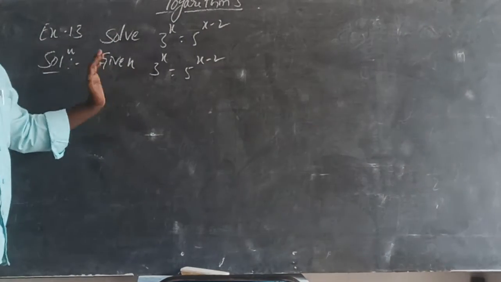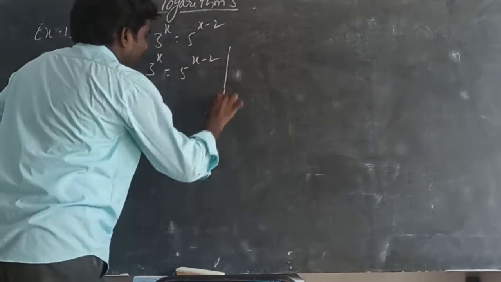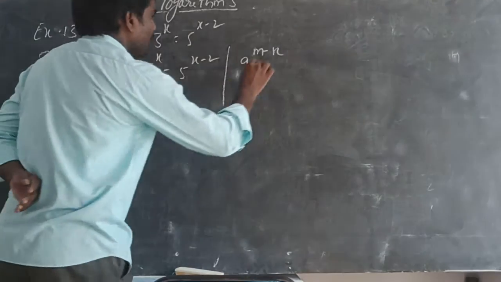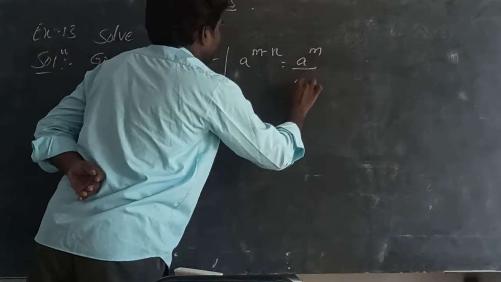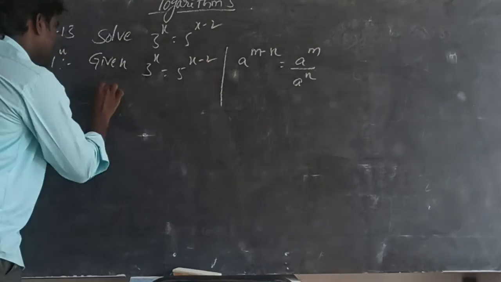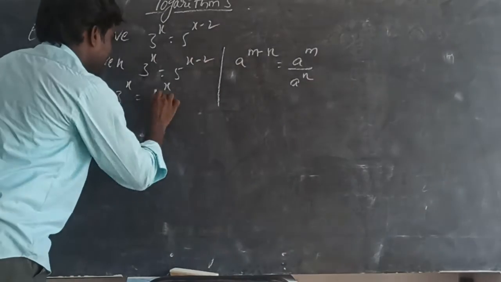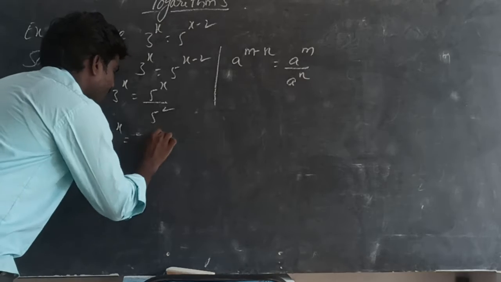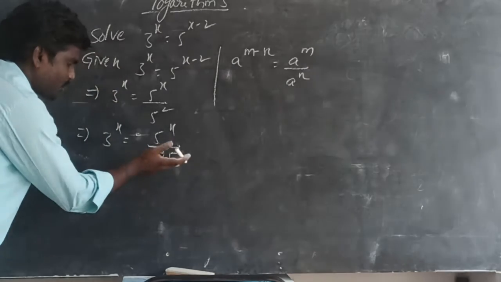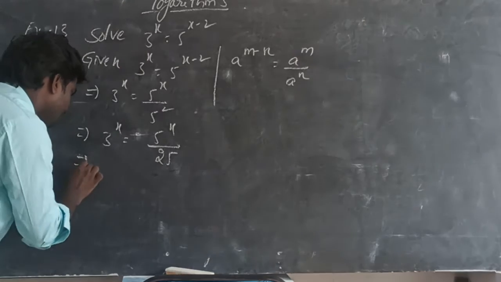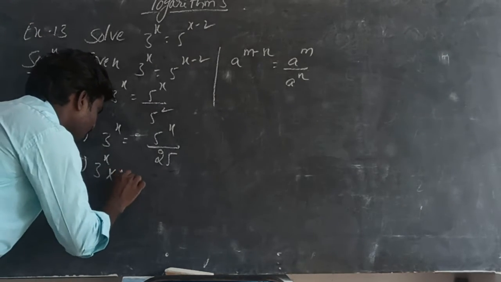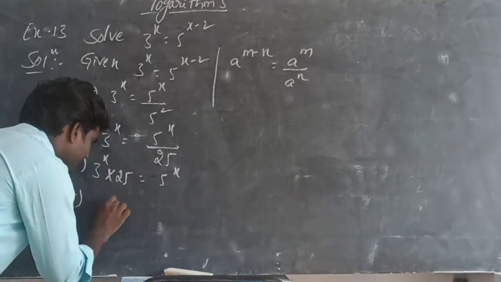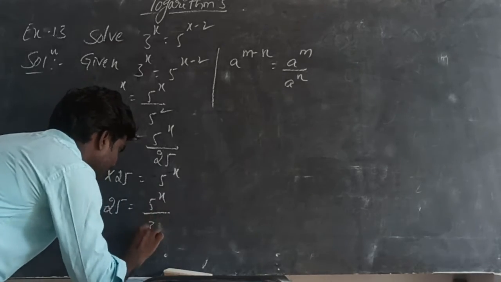This problem we can do by two methods. First, a power m minus n, how can you write it? The formula is a power m by a power n. So that is 3 power x is equal to 5 power x by 5 square. 5 square is how much? 25. This 25 is dividing, it comes to this side and multiplies. So 3 power x into 25 is equal to 5 power x. 3 power x here is multiplying, it goes to the other side and divides. 25 is equal to 5 power x by 3 power x.